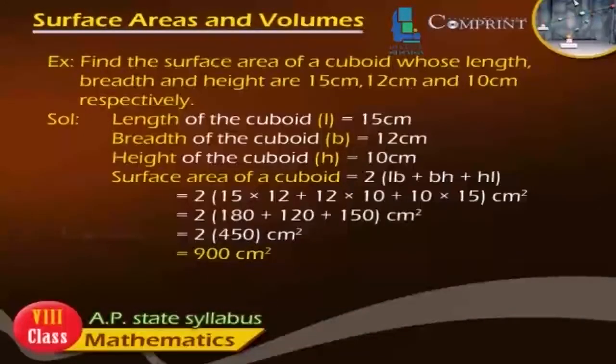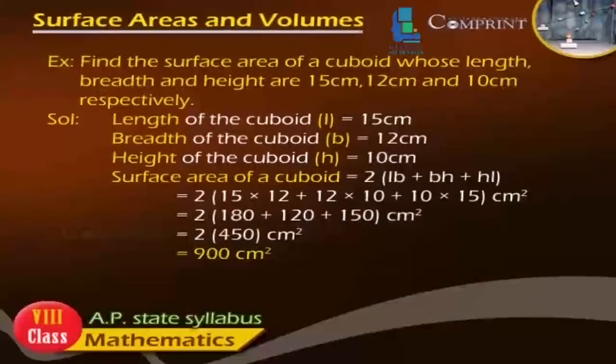Example. Find the surface area of a cuboid whose length, breadth and height are 15 cm, 12 cm and 10 cm respectively. Solution. Length of the cuboid L is equal to 15 cm, breadth of the cuboid B is equal to 12 cm, height of the cuboid H is equal to 10 cm.